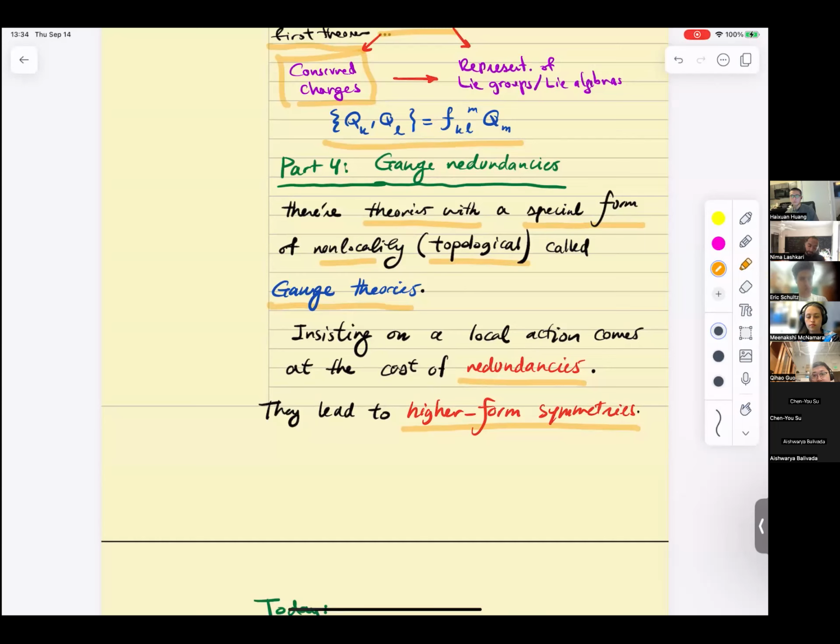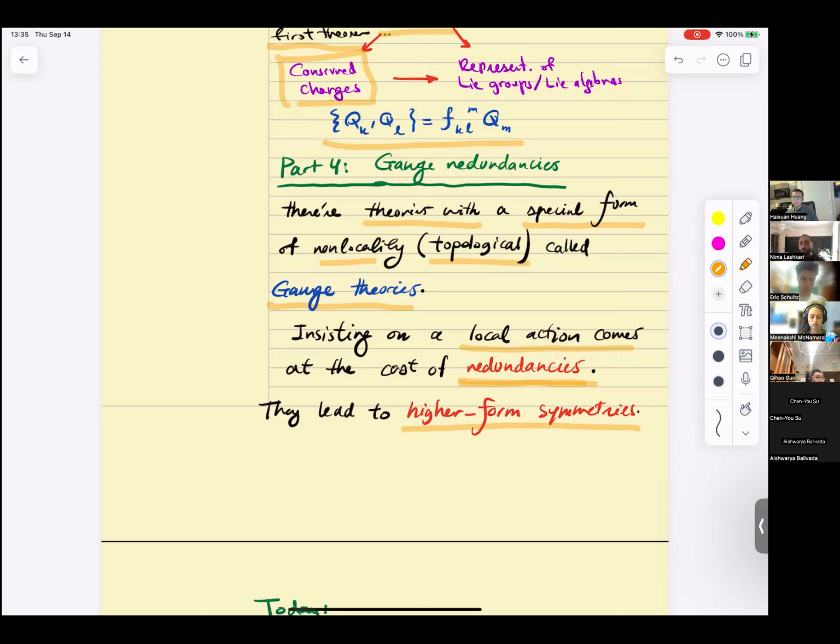And then the whole story of gauge redundancy comes in when you insist on writing a local action for these gauge theories, right? So the terminology that has been used in the past has been, people call gauge theories gauge symmetries. People used to call them local symmetries. We're going to explain that today. But the modern terminology is gauge transformations are redundancies of the description.